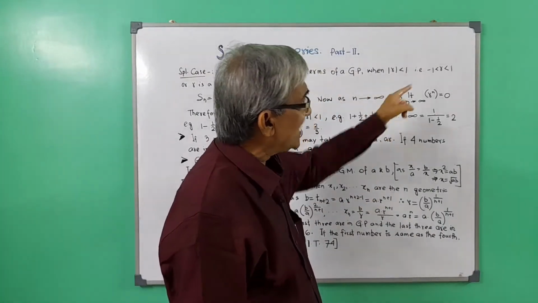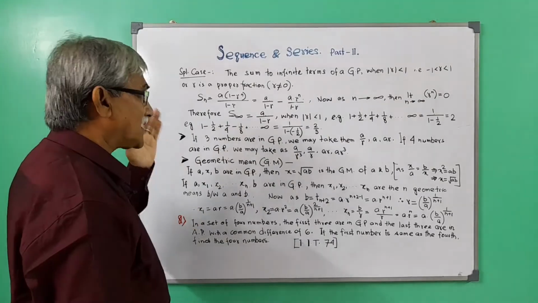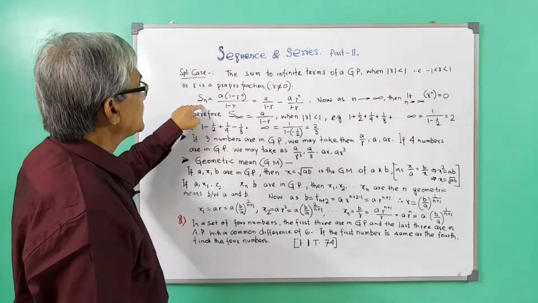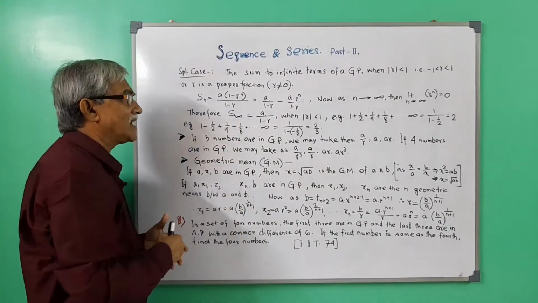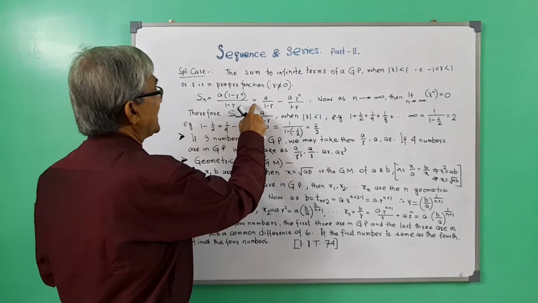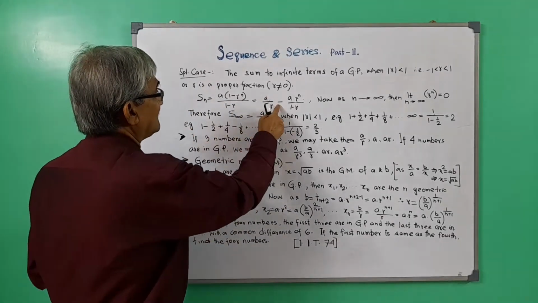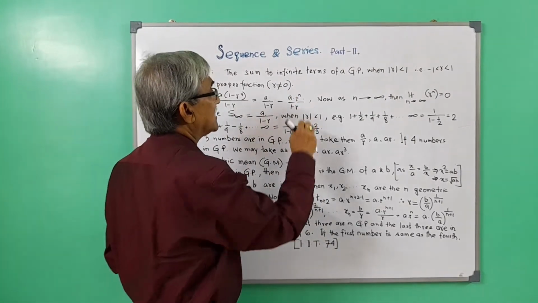R is less than 1, greater than minus 1, or r is a proper fraction and r is definitely not equal to 0. Then Sn is equal to, we have the formula, A into 1 minus r to the power n by 1 minus r, or that equals A by 1 minus r minus A into r to the power n upon 1 minus r.